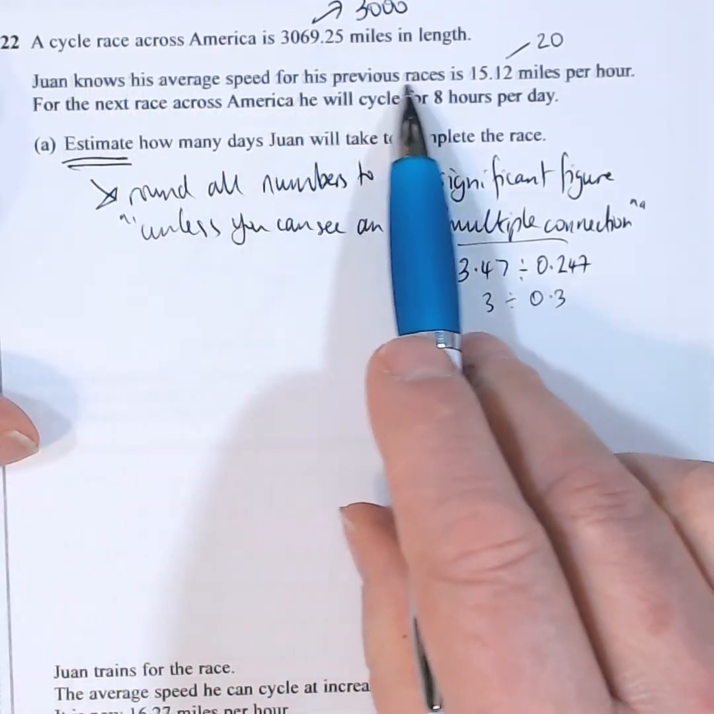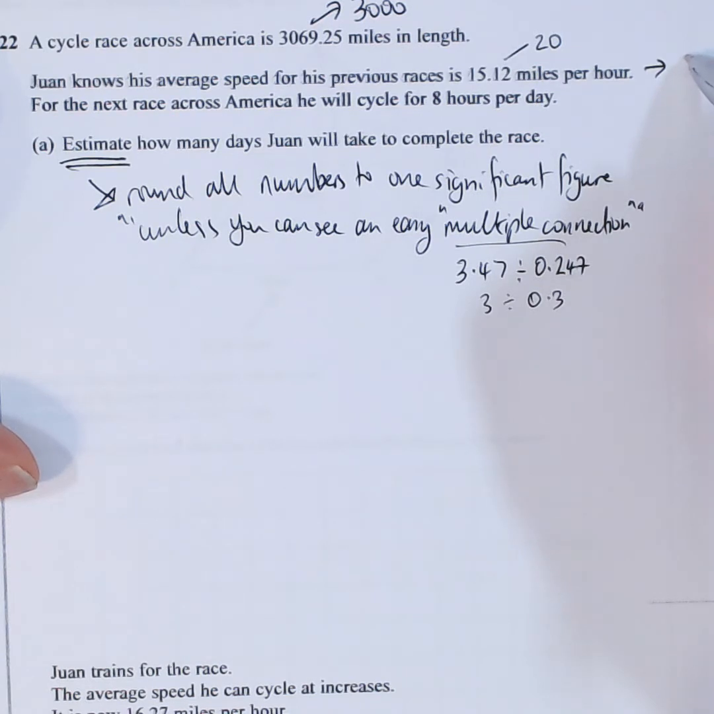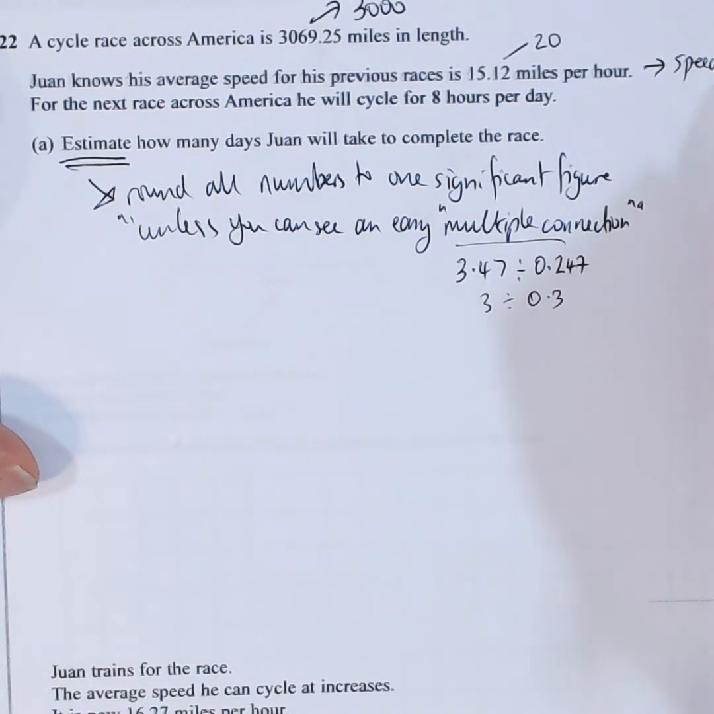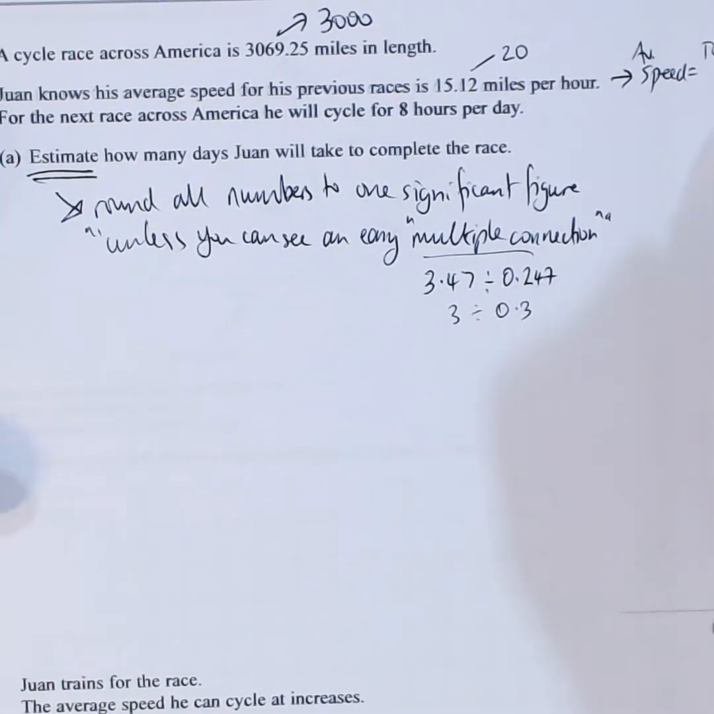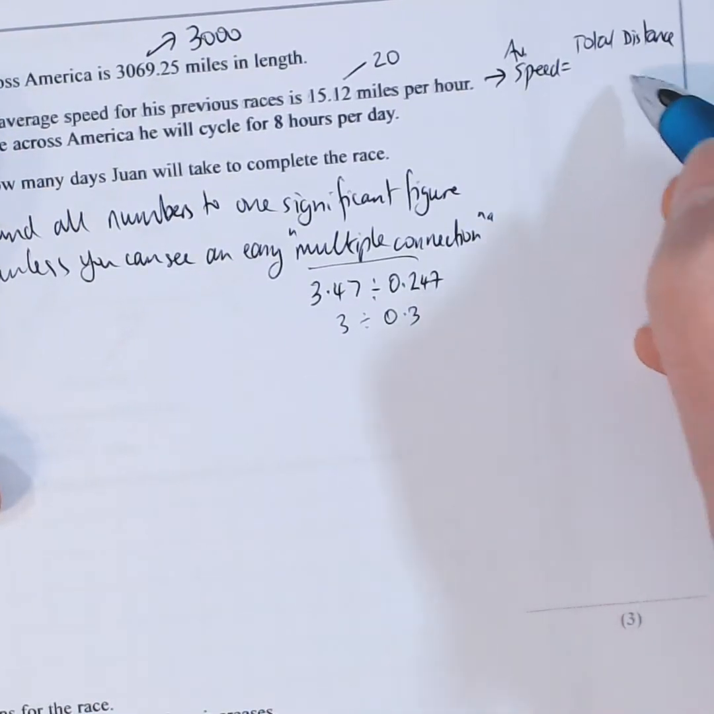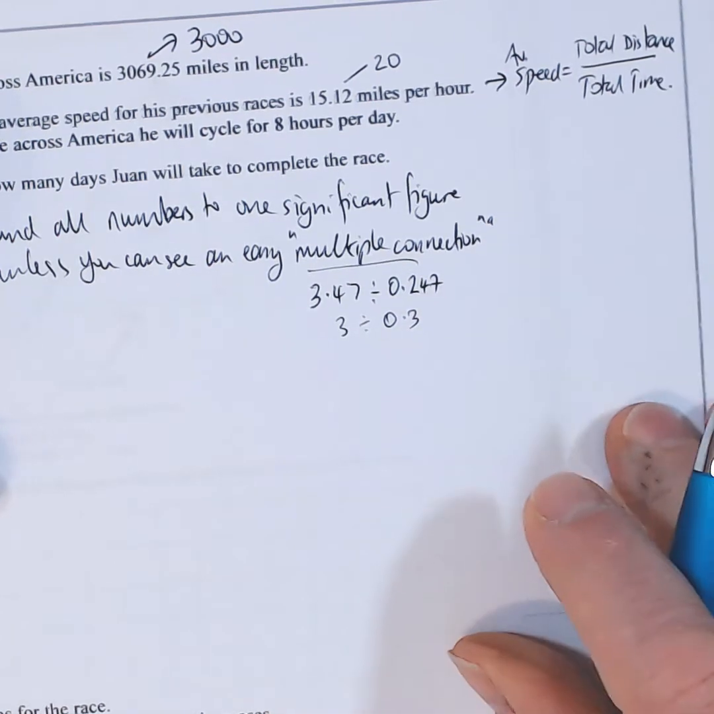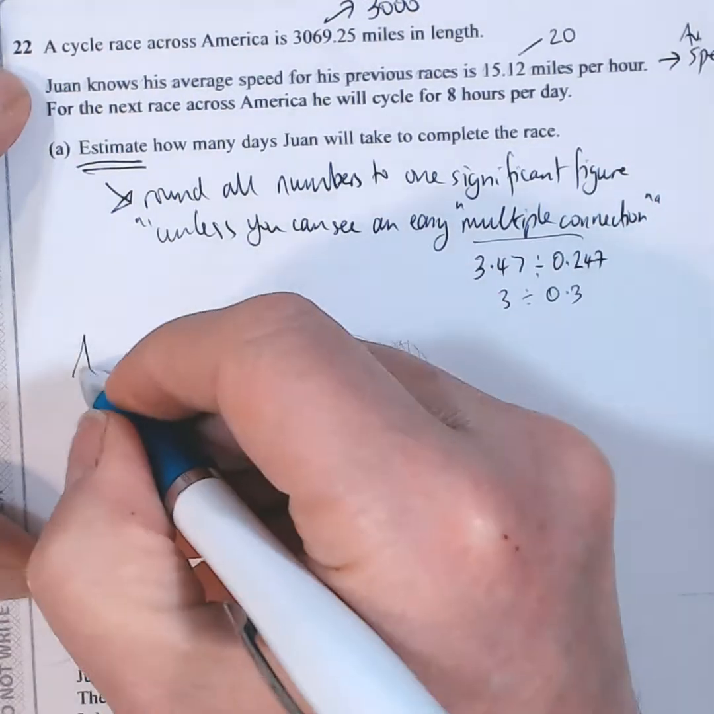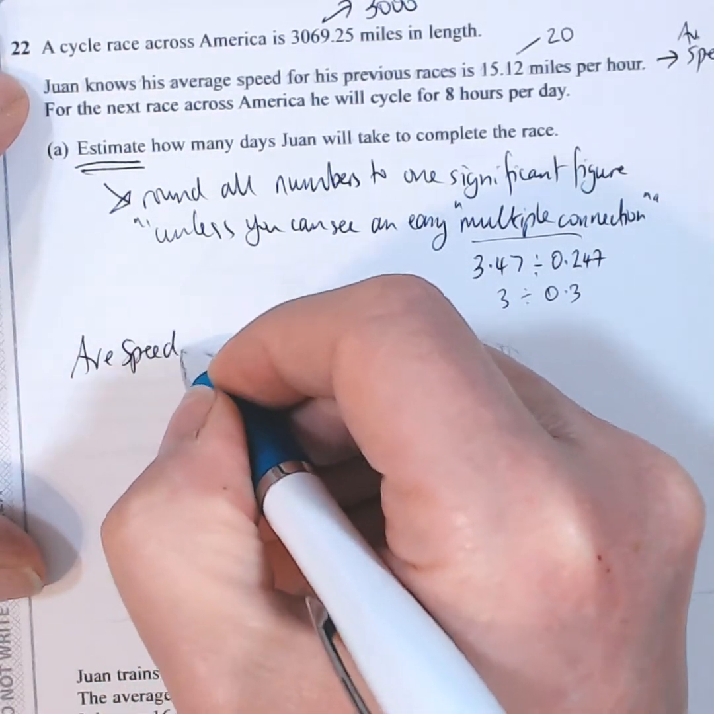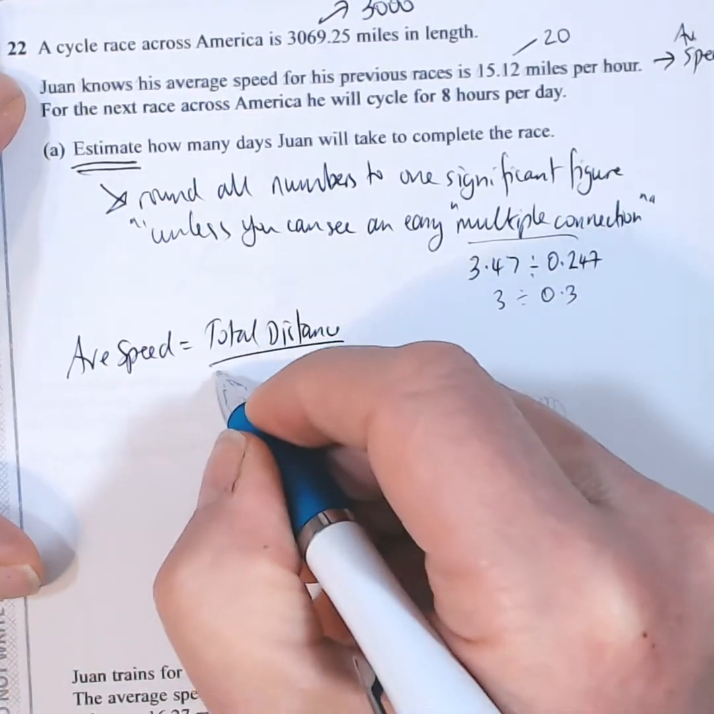He knows an average speed. So this question's mentioned speed. So we should be thinking of speed, because it's average, as total distance divided by total time. So that's the formula for average speed: average speed equals total distance divided by total time.